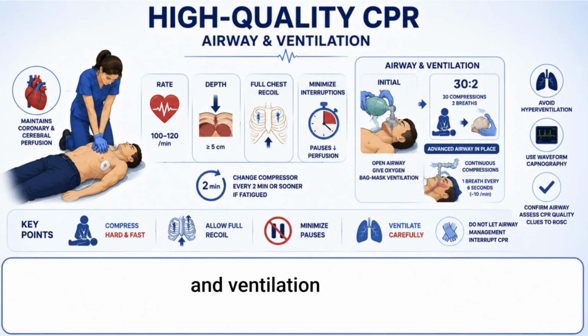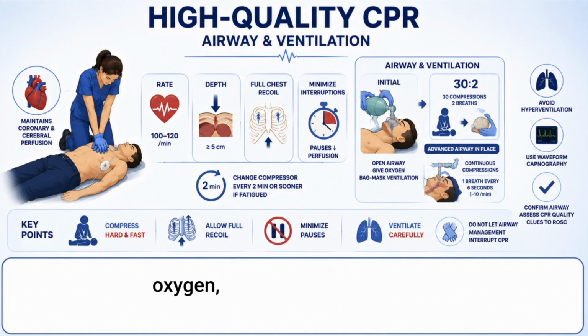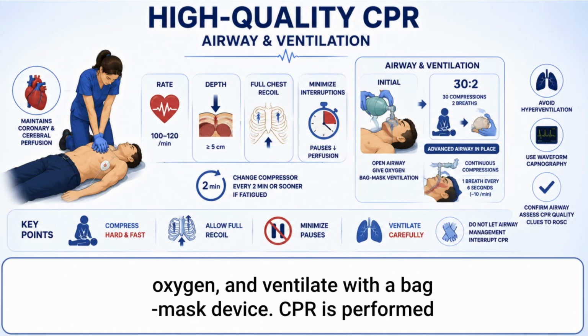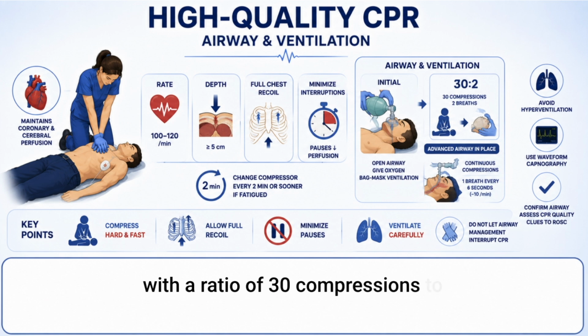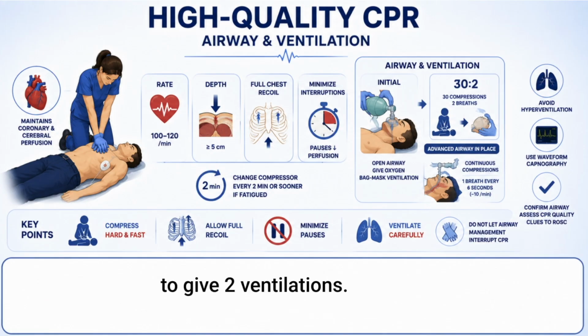Airway and ventilation are also important, but they should not interrupt chest compressions. Initially, we open the airway, give oxygen, and ventilate with a bag mask device. CPR is performed with a ratio of 30 compressions to 2 breaths, also written as 30 to 2. This means we give 30 chest compressions, then pause briefly to give 2 ventilations.